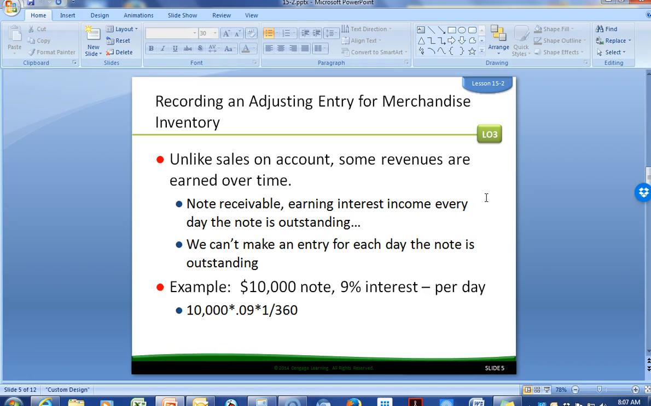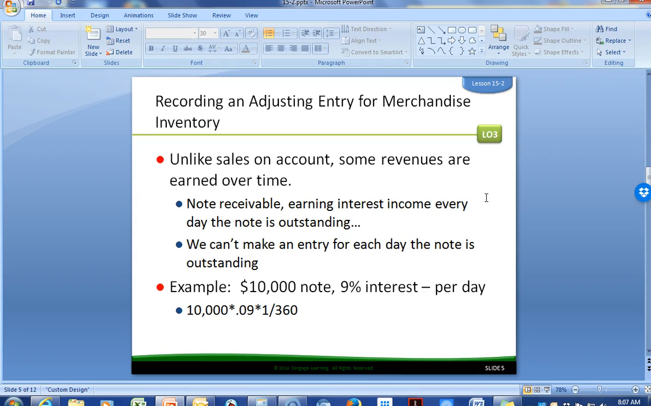Unlike sales on account, some revenues are earned over time. Notes receivable earn interest income every day the note is outstanding. Remember, when a customer doesn't pay you the day that they get their product, you can issue a note receivable and it will earn interest. It's usually like a 90-day note at a certain percent of interest. Well, that's a per day interest, and it would be impossible to make an entry each day the note is outstanding. That just would be tedious.